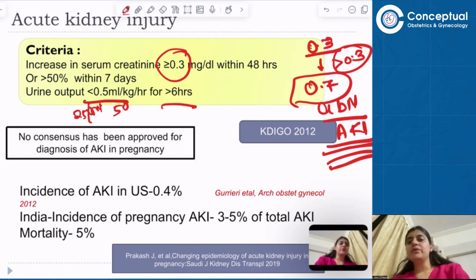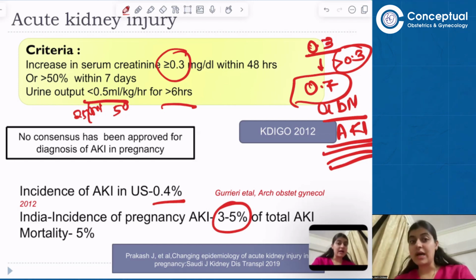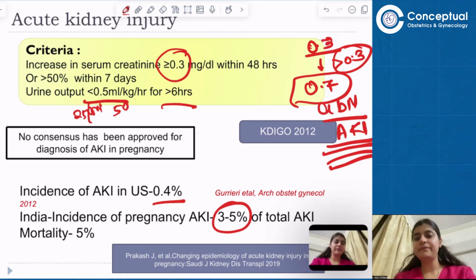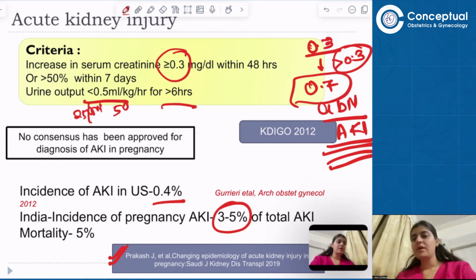So the incidence of AKI in the US is 0.4%. Sometimes it may be asked. However, they are more interested in the Indian figures. In India, the incidence of AKI in pregnancy is 3 to 5%, with this being the reference. Even if you quote any figure of incidence and prevalence, many times the examiner has a tendency of asking where this value came from. So for certain things you might as well remember the references, not all. So 3 to 5% of total AKI is AKI in pregnancy.